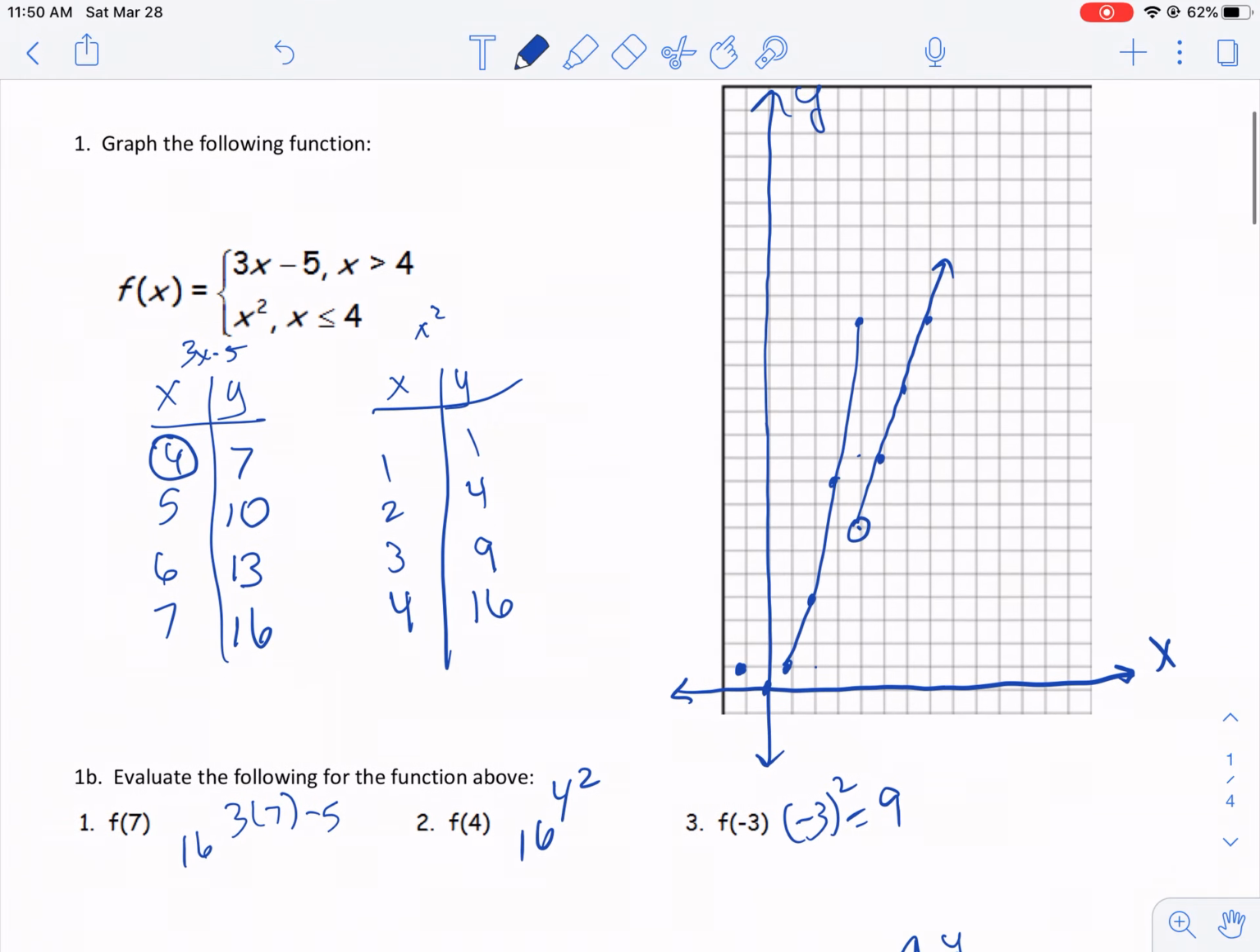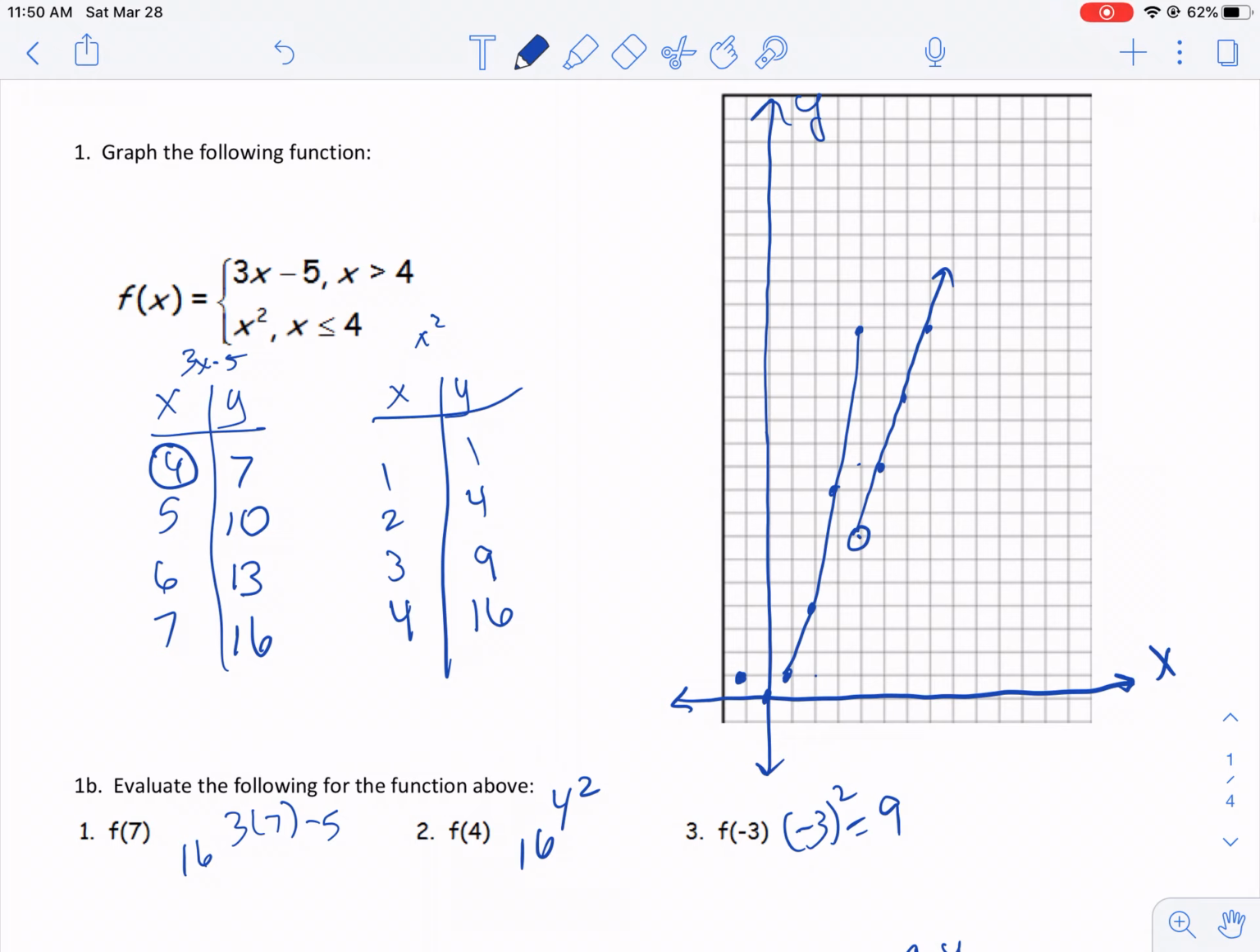For number 1, I want you to graph the piecewise function, which is okay. We made the table. This is linear because there's no exponents. Table greater than 4. So there was an open circle on the 4, and since the inequality goes to the right, we put our arrow on the right.